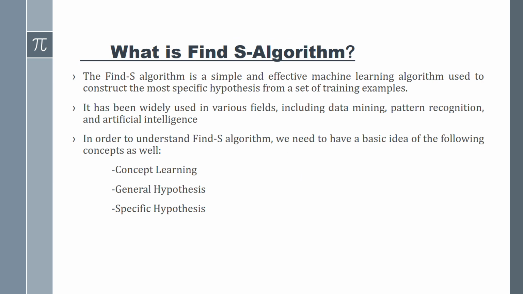The Find-S algorithm is a simple and basic effective machine learning algorithm. It is used to construct the most specific hypothesis for a set of training examples. The Find-S algorithm is used in major fields such as data mining, pattern recognition and artificial intelligence. In order to understand what the Find-S algorithm is, first we must have a basic idea of the following concepts: what is concept learning, what is a general hypothesis and what is a specific hypothesis. In the next slide I'll tell you what concept learning is.